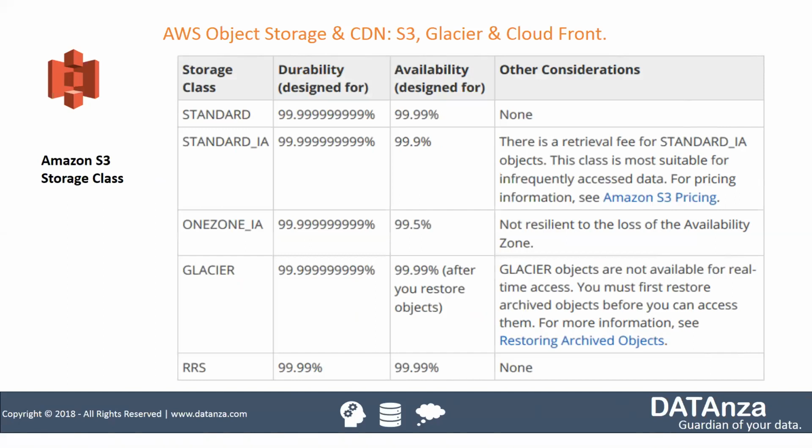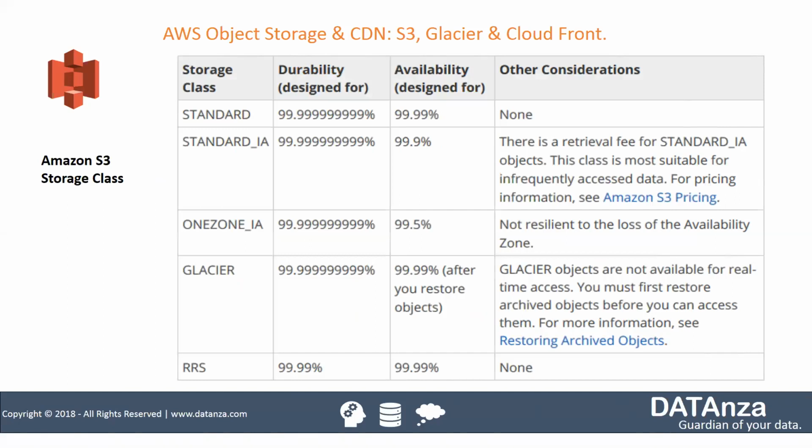Any other considerations for the standard storage class? Nothing. But for standard IA, there is a retrieval fee for the object, and the class is more suitable for infrequently accessed data. One zone IA is not resilient to the loss of an availability zone. If one zone is gone, the data is gone from that zone. Though it doesn't happen very frequently that availability zones crash, there is still a chance. That is why the availability designed for one zone IA is 99.5%.